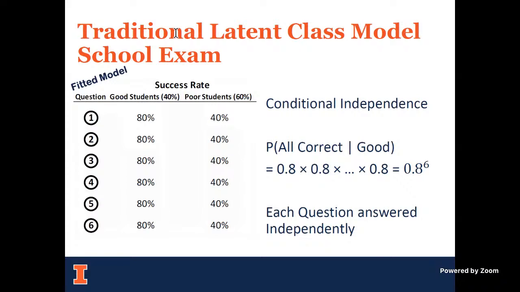And there's an assumption of conditional independence. With conditional independence, a good student answers each of these questions independently. So the probability of getting all of these questions correct, if you're a good student, is just 0.8 times 0.8 times 0.8 and so on. The issue here is that this assumption of conditional independence is actually a really strong assumption.